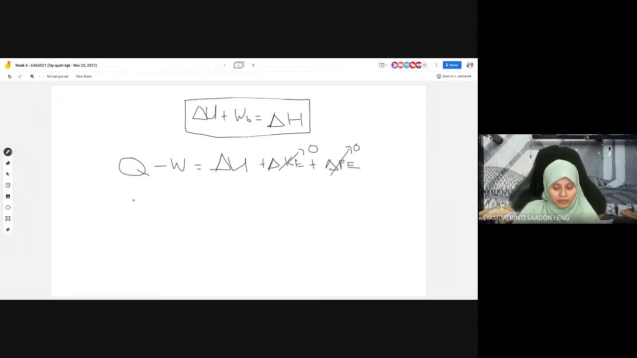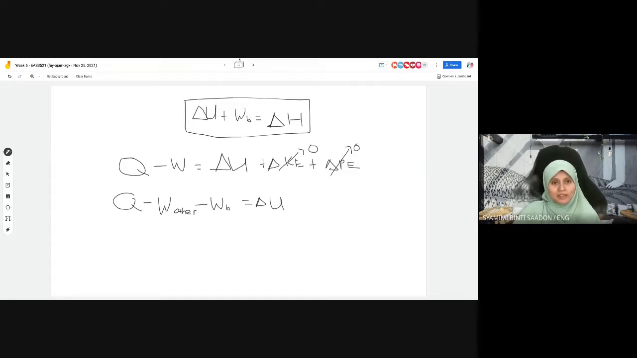Okay, so Q. Ini saya explain dulu, B nanti application. We try to do it. Okay, W, which is the shaft work, the electrical work, and B is the boundary work, equals to delta U. So this we want to define this boundary work.